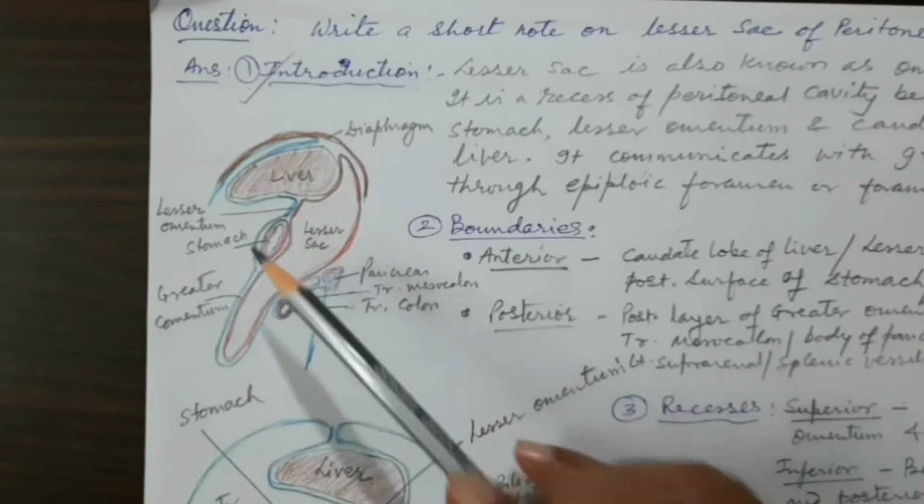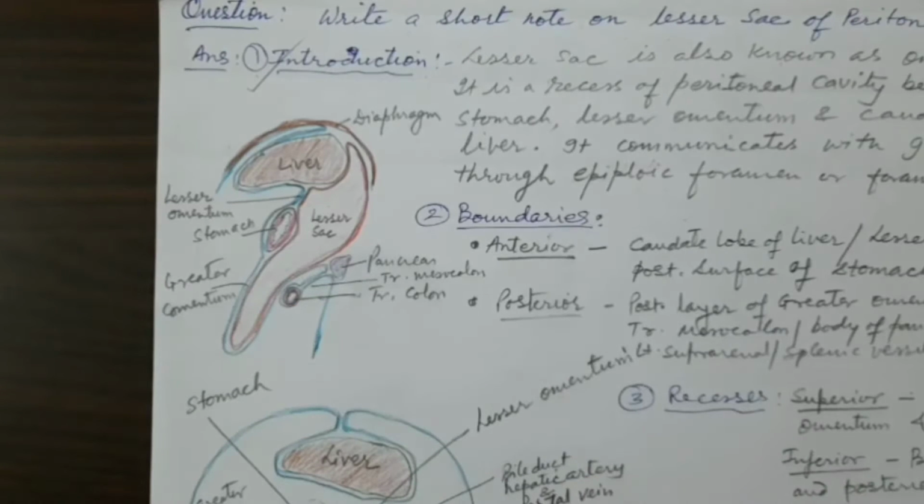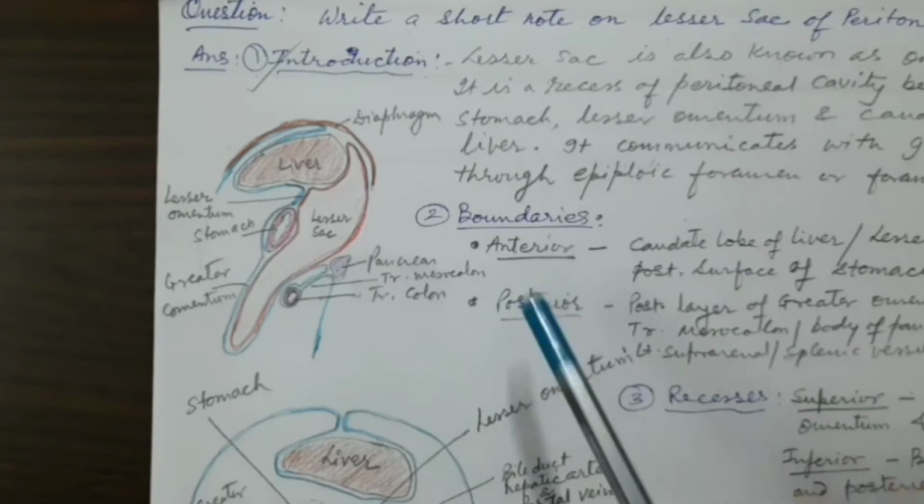Now this lesser sac communicates with the greater sac, this is the greater sac here, through an opening called the foramen of Winslow or epiploic foramen. That means the greater and lesser sacs are in communication with each other through the epiploic foramen. So it is a recess of the greater sac, or a diverticulum of it. Okay, let us come to see the boundaries.